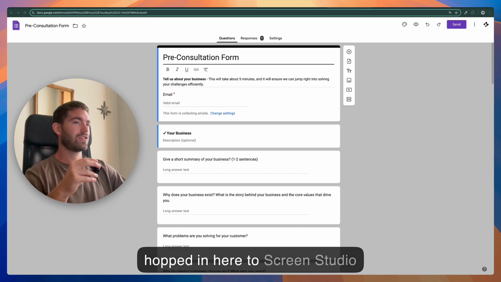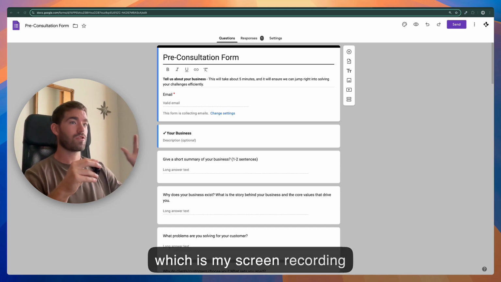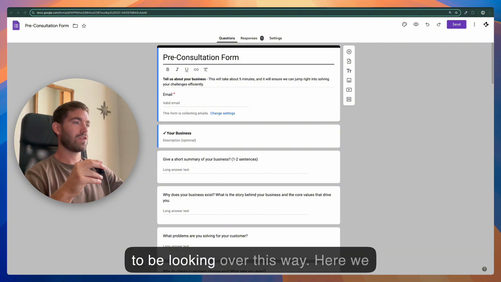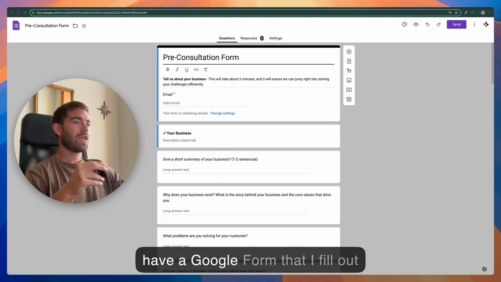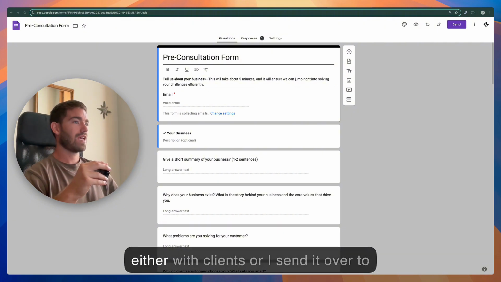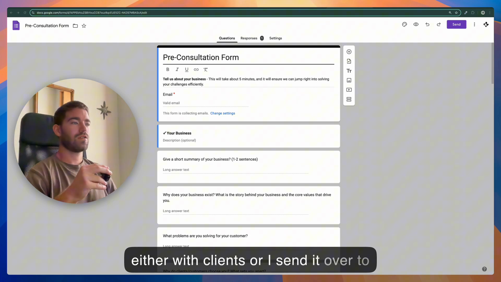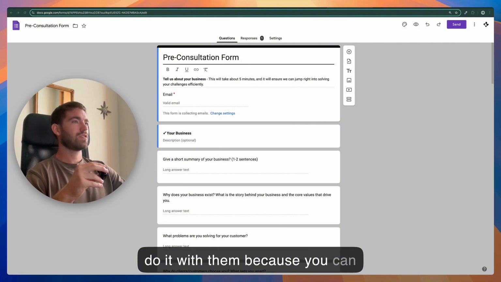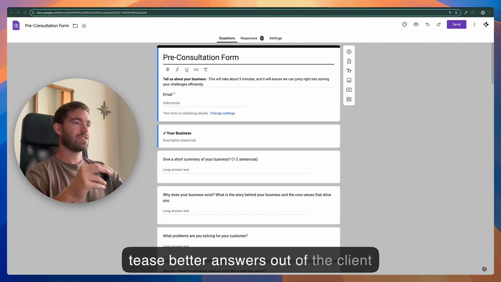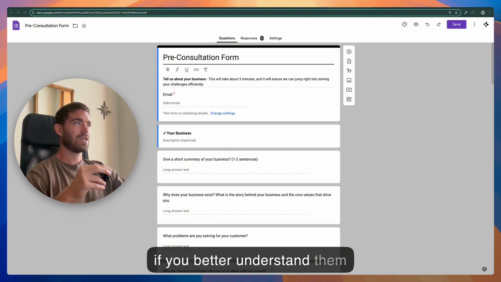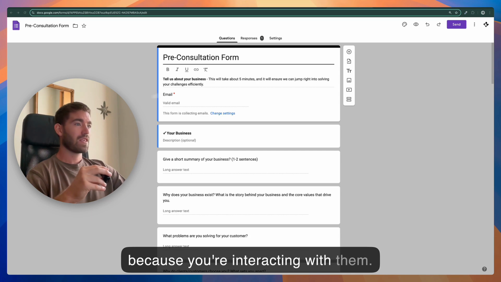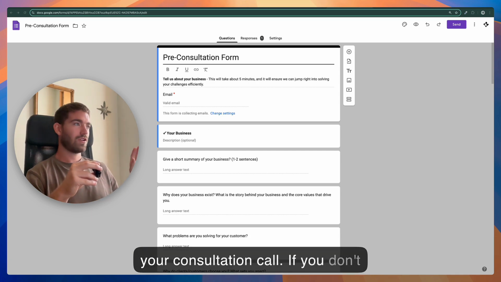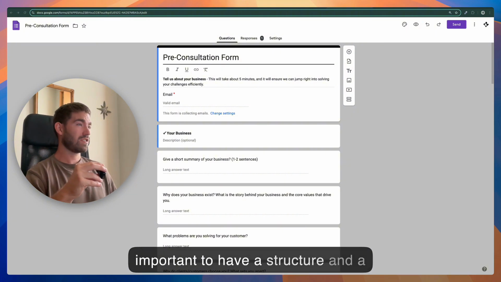I've just hopped in here to Screen Studio, which is my screen recording software that I use. My screen is here, so I'm going to be looking over this way. Here we have a Google form that I fill out either with clients or I send it over to them before our call. Typically, I like to do it with them because you can tease better answers out of the client if you better understand them, because you're interacting with them. This is a really easy way to fill up your consultation call. If you don't have a structure to it, it's really important to have a structure.